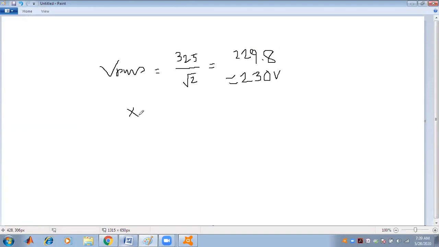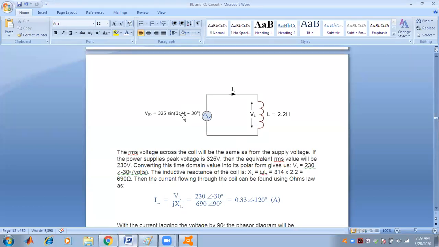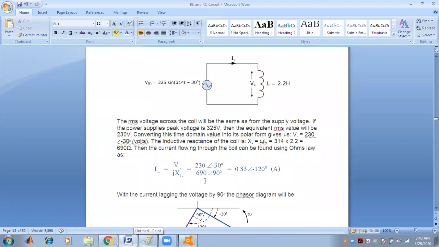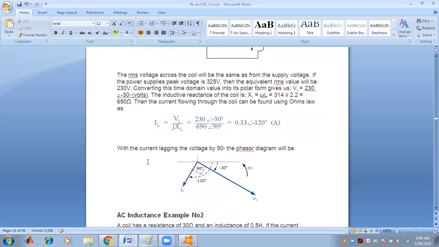And what is the XL? XL equals 2 pi f L, or omega L. It is given as sin 314t, so this is the value of omega. So it is 314 times 2.2 Henry, which gives a value of 690. And why is the angle 90 degrees? Because it is an XL, so it will create an angle of 90 degrees. If I divide these two, only the magnitudes are divided. 230 by 690 is 3.3, and minus 30 minus 90 is minus 120 degrees. So the current lags the voltage by 90 degrees in the phasor diagram.